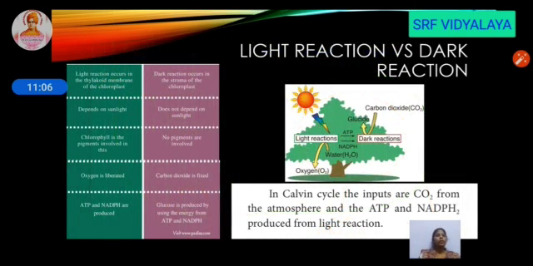Now we shall move to the difference between the light reaction and dark reaction. The light reaction occurs in the thylakoid membrane. The dark reaction occurs in the stroma of the chloroplast. The light reaction is dependent on sunlight; the dark reaction is independent. Chlorophyll pigment is involved in the light reaction, and here there is no involvement of chlorophyll pigment. In the light reaction oxygen is liberated; in the dark reaction carbon dioxide is fixed. ATP and NADPH are produced in the light reaction. In the dark reaction glucose is produced by using the energy from ATP and NADP. So this is the light reaction and dark reaction.